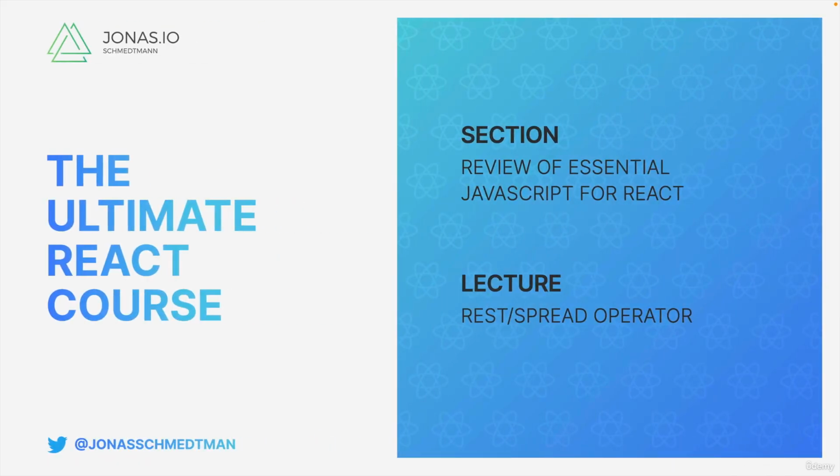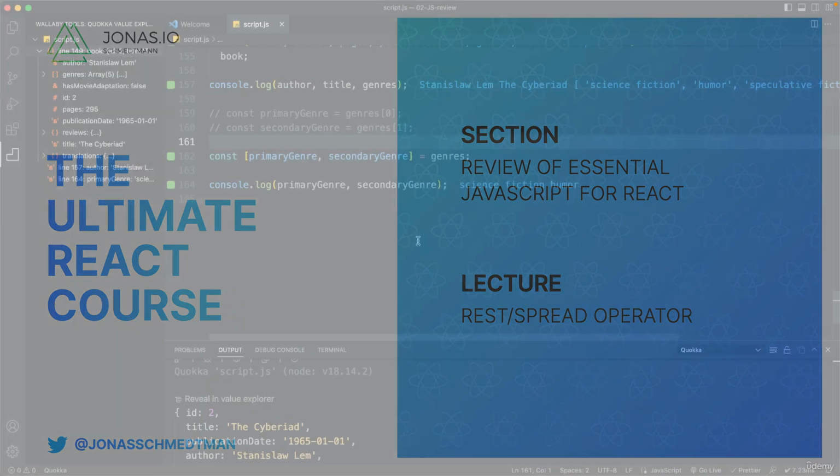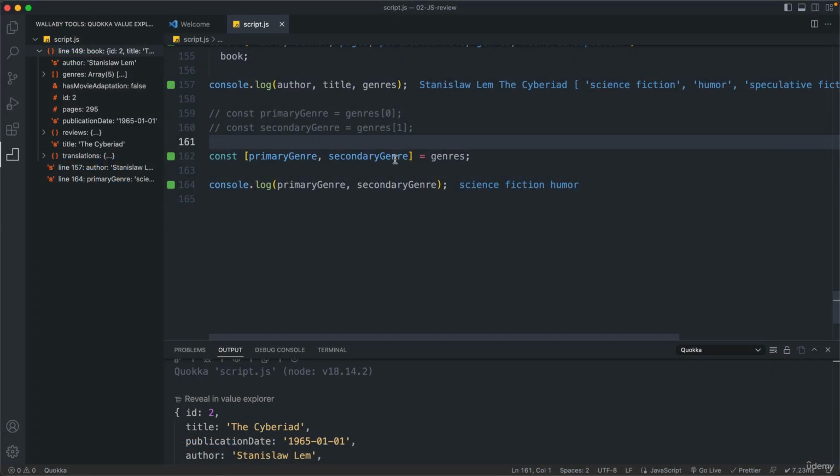Now moving on, let's quickly learn about the rest and the spread operator. And let's go back here to this line of code where we did the destructuring in the previous lecture. So where we took out this primary genre and the secondary genre out of this array. And now let's say that we also wanted to get all the other genres, so the ones that are not the first and the second one, into another array. So basically into an array containing all the other genres.